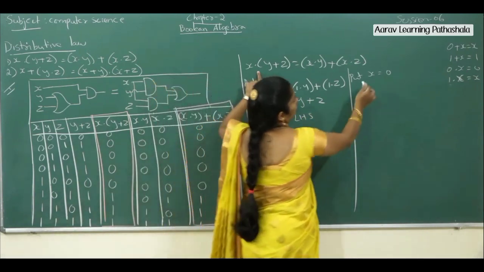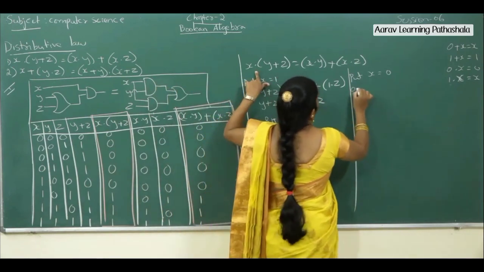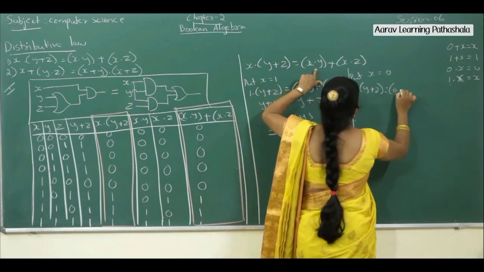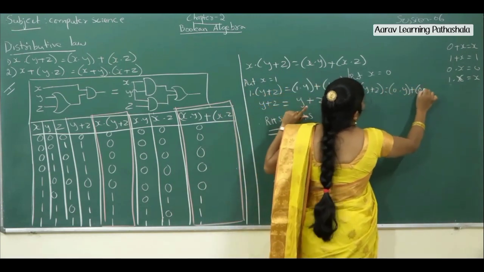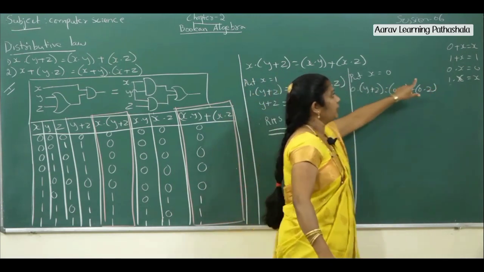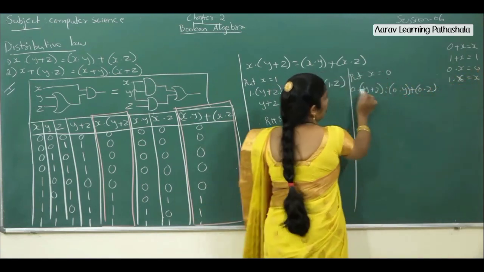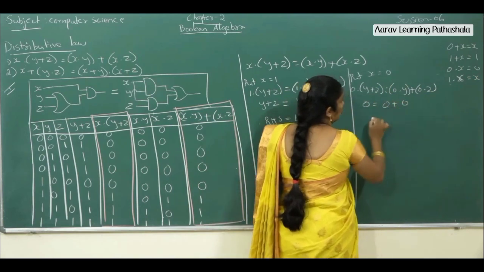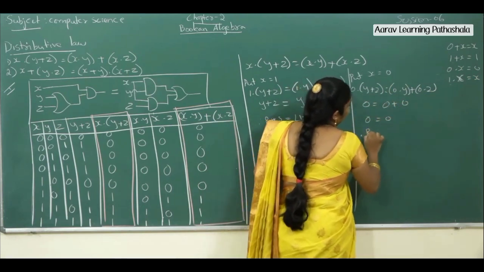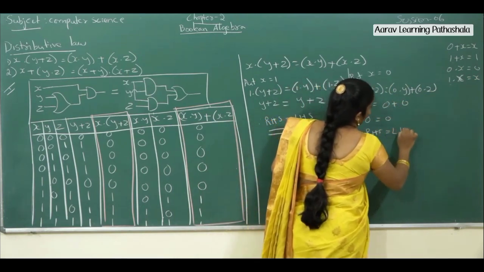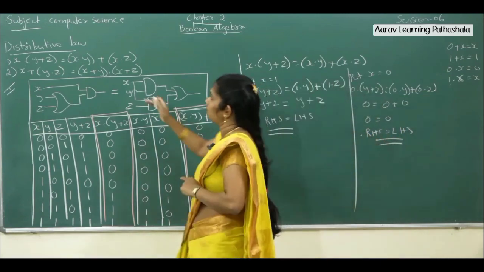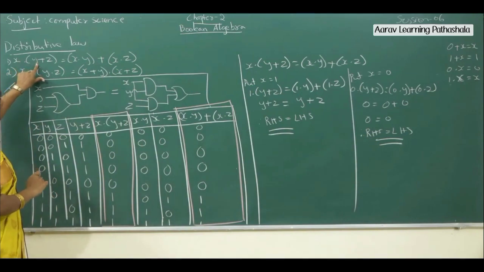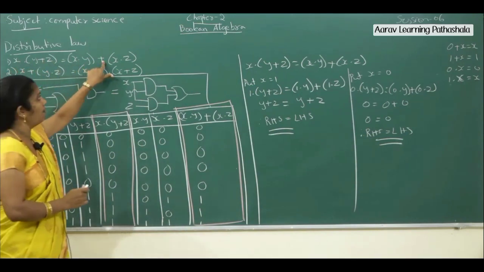Now, once again, we'll put 0 in the place of x. 0 into y plus z equals 0 into y plus 0 into z. 0 into any number is nothing but 0 only. 0 into any value is 0, so 0 plus 0. Therefore, right hand side value equals left hand side value. This is your first law of distribution, that is x into y plus z equals x into y plus x into z.